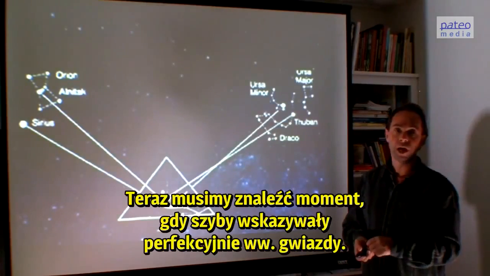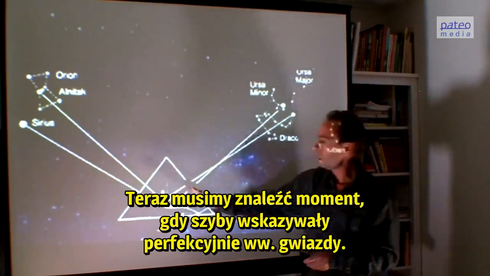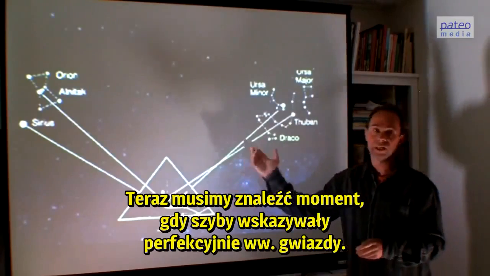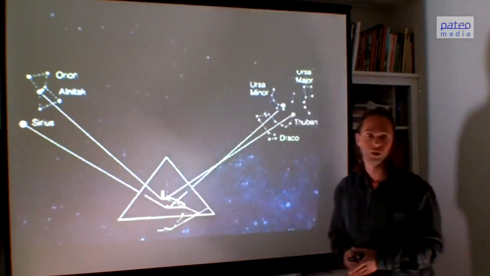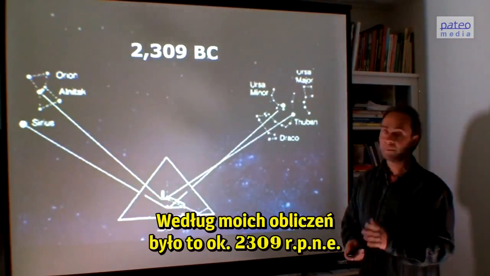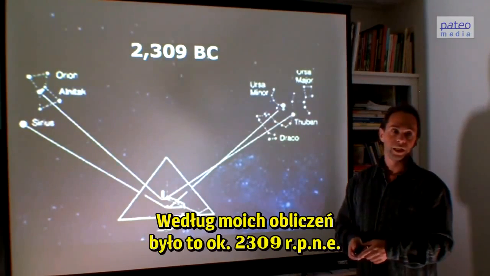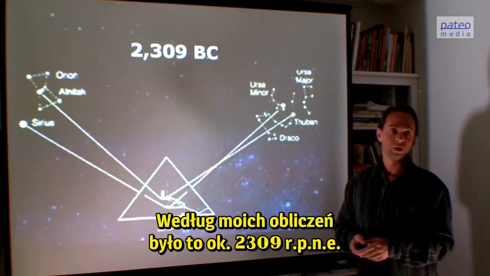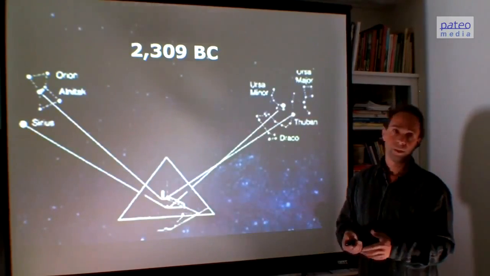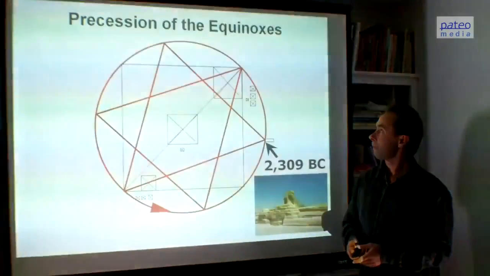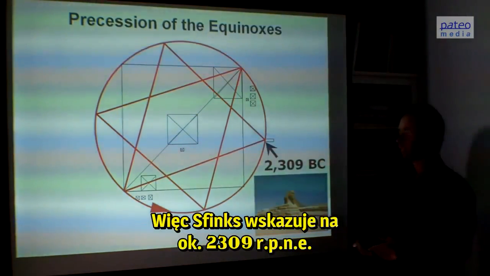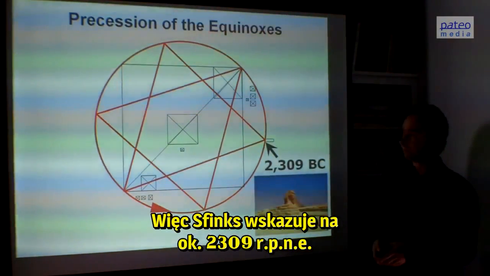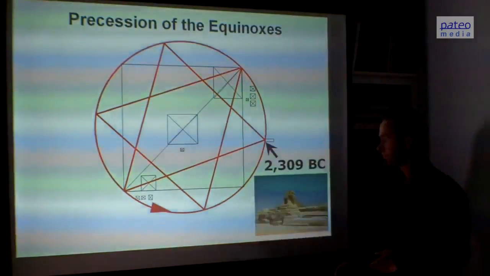The only thing we have to do now is to find the exact moment in time when those stars were perfectly aligned with the shafts inside the Great Pyramid, from the King's Chamber and the Queen's Chamber. And that moment, according to my calculation, is 2309 BC. So we know that this moment is nearly 2300 BC. We just go back in time.